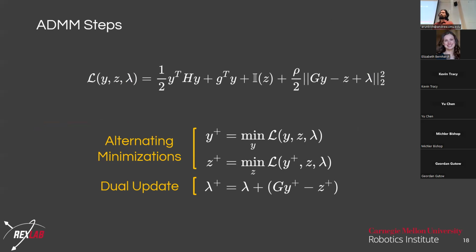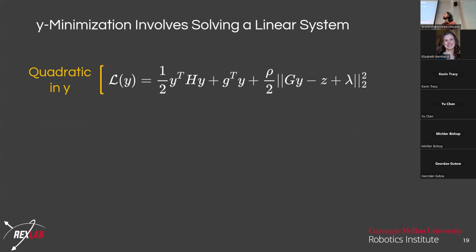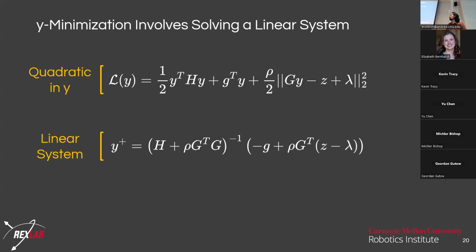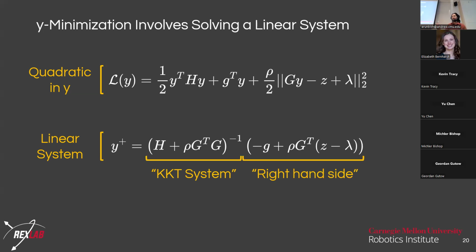So if you look at, for example, the Lagrangian and only determine the parts that include Y, you can see that this is just a simple quadratic. And we know how to solve that. We can take the gradient, that gives us a linear system, and then we get the following update. And just for some terminology, the matrix we're inverting, we usually refer to as the Karush-Kuhn-Tucker, or KKT, system. And then the rest of it we'll refer to as the right-hand side for the rest of this talk.